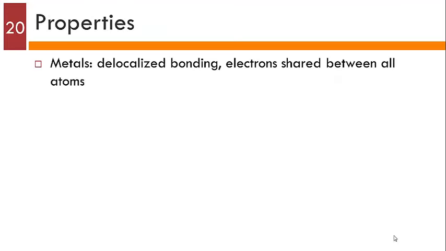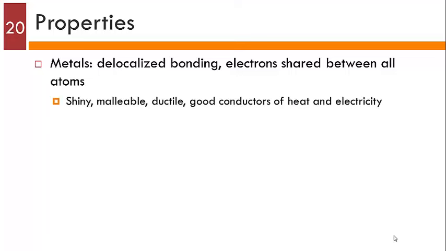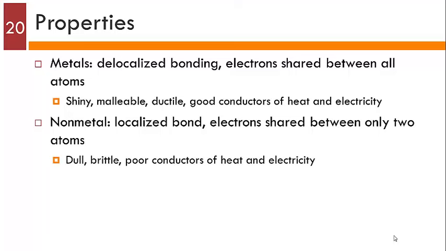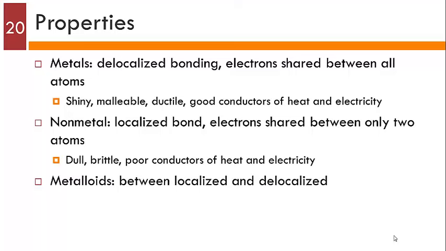Compare the properties of metal, metalloid, and nonmetal. Metals show delocalized bonding. Those electrons are shared in an electron sea between all atoms. This explains why metals are shiny, malleable, ductile, and good conductors of heat and electricity. Nonmetals have completely localized bonds, meaning that those electrons are shared between only two atoms. So they have the opposite properties. They're dull, they're brittle, and they're going to be poor conductors of heat and electricity.